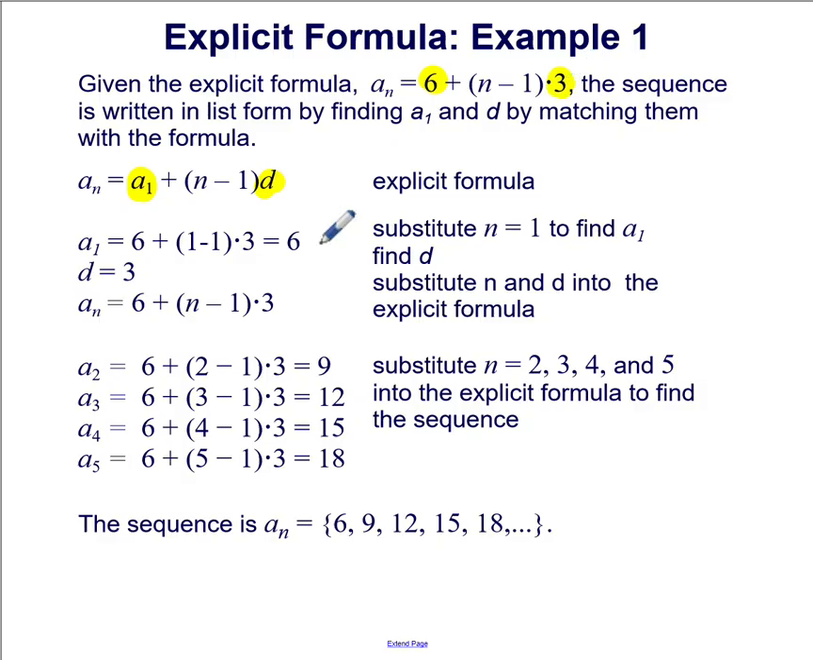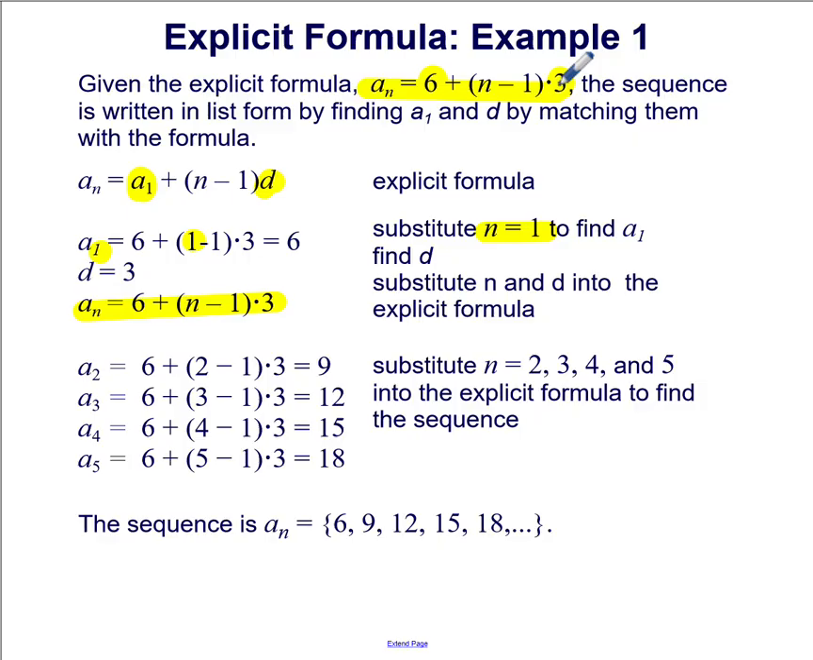So when we make our substitution, we're going to start by substituting n with 1. So here's where I substitute n with 1 here and here. We verify that A1 is 6, just like we said, and the common difference is 3. So we have the same formula that we started with.